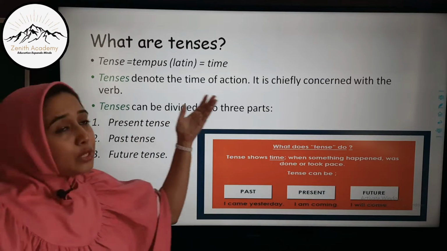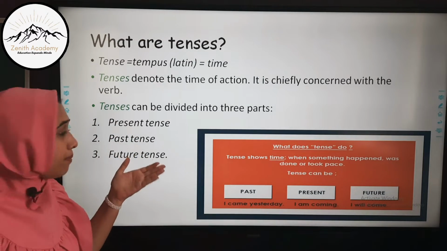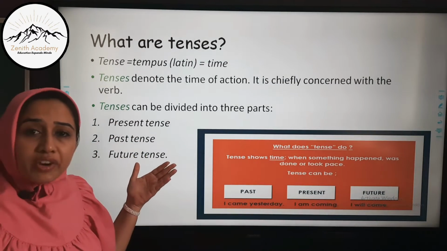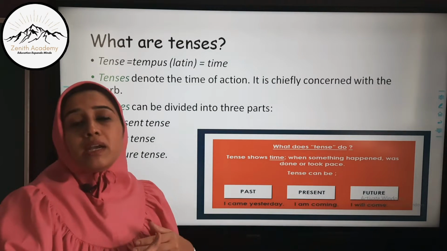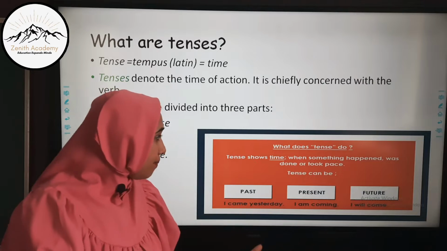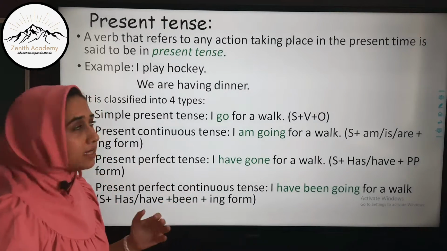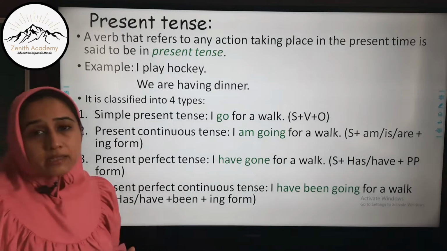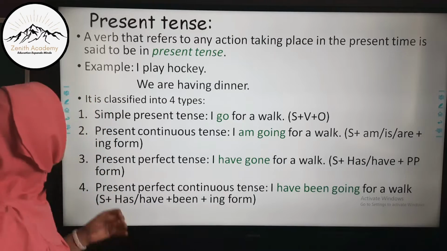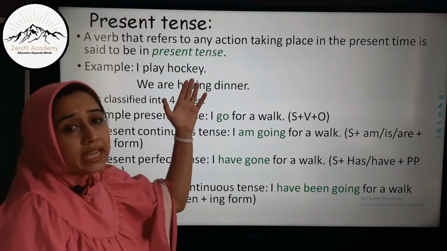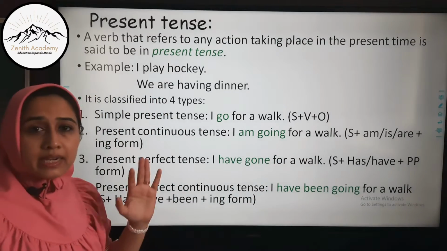Tenses can be divided into three main parts, that is present tense, the current time, past tense, the action that has already happened earlier, and future tense, something that will happen in near future or in the coming time. Let's see the different types of tenses in detail. The first one is present tense, an action that is taking place right now in the current time. A verb that refers to any action taking place in the present time is said to be in present tense.